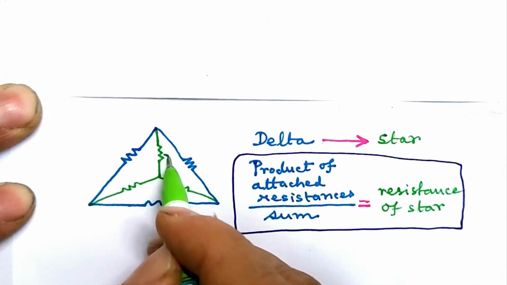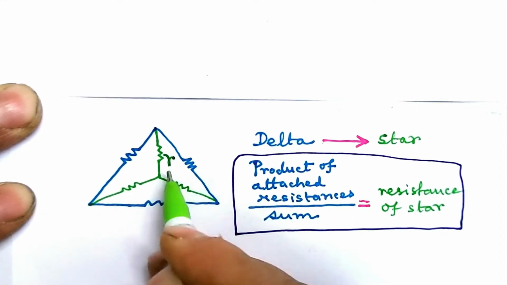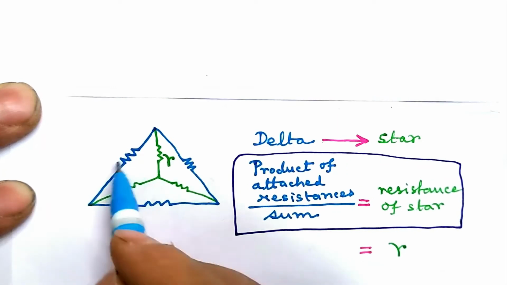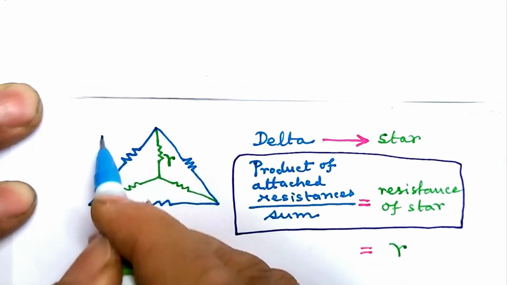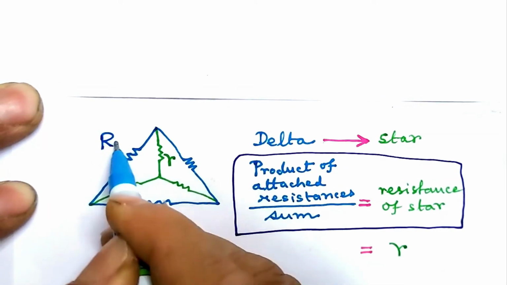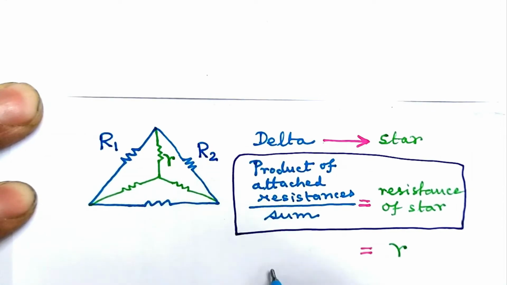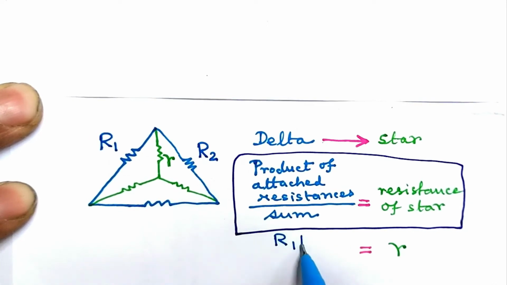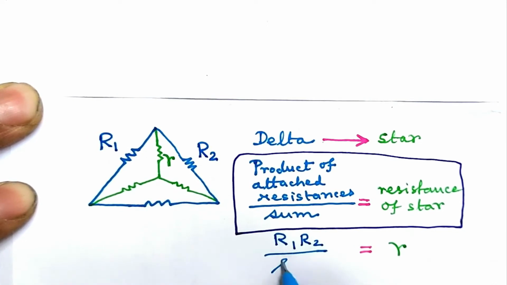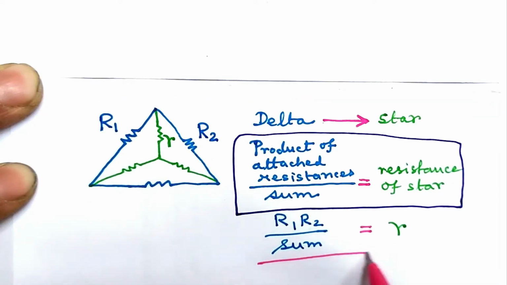To be specific, if this resistance of star network be small r and the attached resistances of the delta network be capital R1 and capital R2, then small r of star network can be expressed as product of capital R1 into capital R2 by sum of delta resistances.